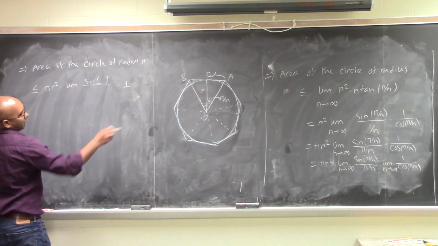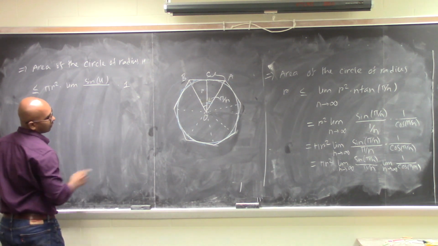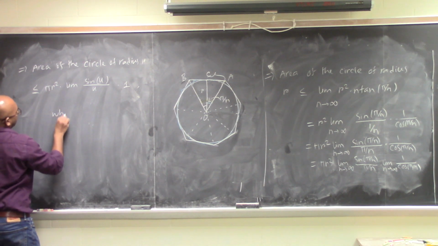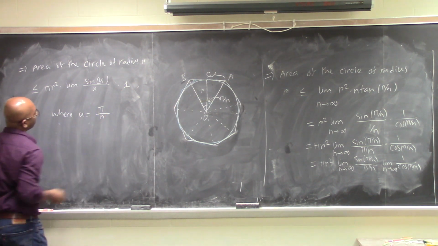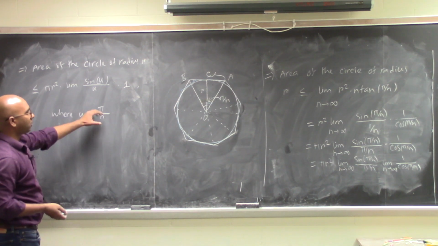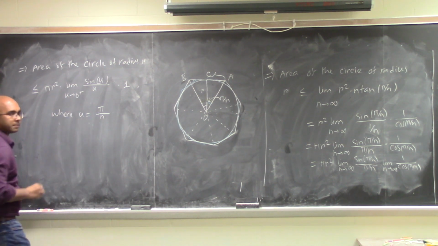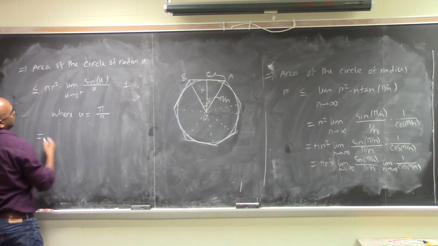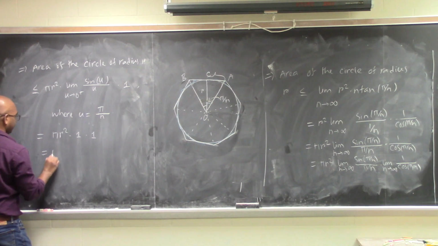Now here, to apply the fundamental limit, we need to change the variable, right? So we'll call pi over n my u, where u equals pi over n, just like the previous case. So this is sine u over u, but as n goes to infinity, pi over n, which is u, goes to 0 from the right. And that means this is what? Pi r squared. This limit is 1 times 1, which is pi r squared.